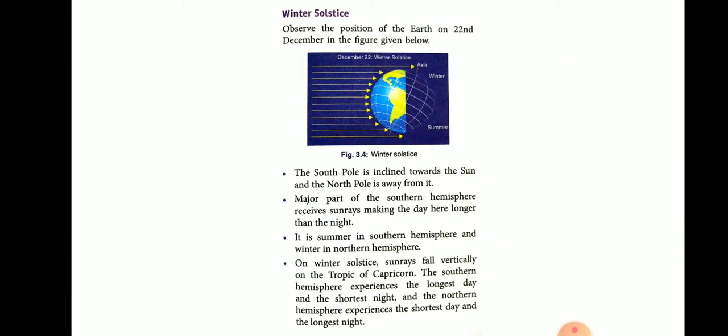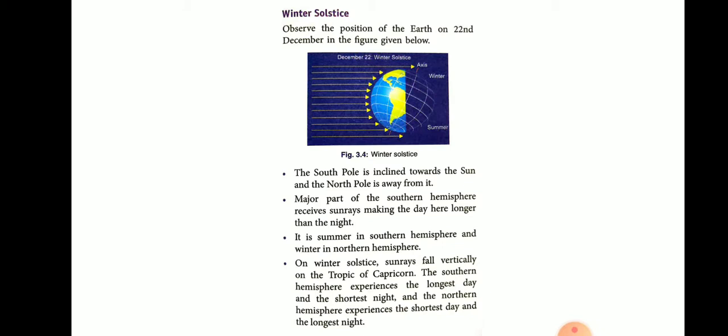And we have winter solstice. Please observe the position of the earth on the 2nd December in the figure given below. This is the picture showing winter solstice. The south pole is inclined towards the sun and the north pole is away from it. That means south pole is closer to the sun as compared to the north pole.